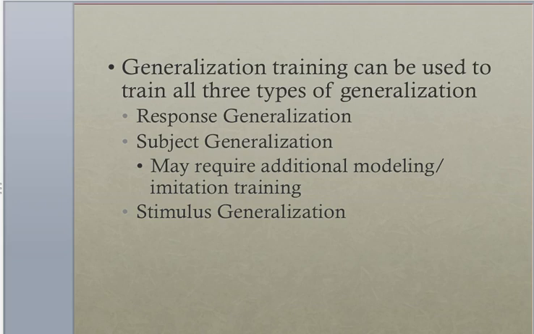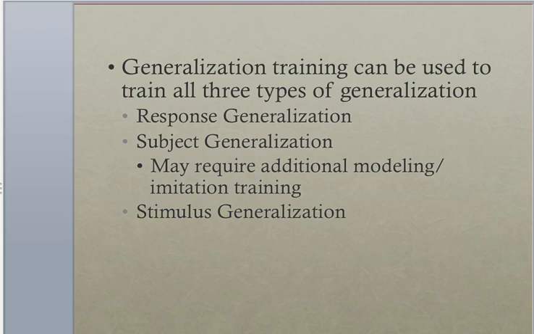All right. So one last slide. Generalization training can be used to train all three types of generalization. You can do response generalization, subject generalization, stimulus generalization. But remember that subject generalization may require additional modeling, and it may require some imitation training before other subjects will start to imitate and follow the lead of the individuals that are being treated.